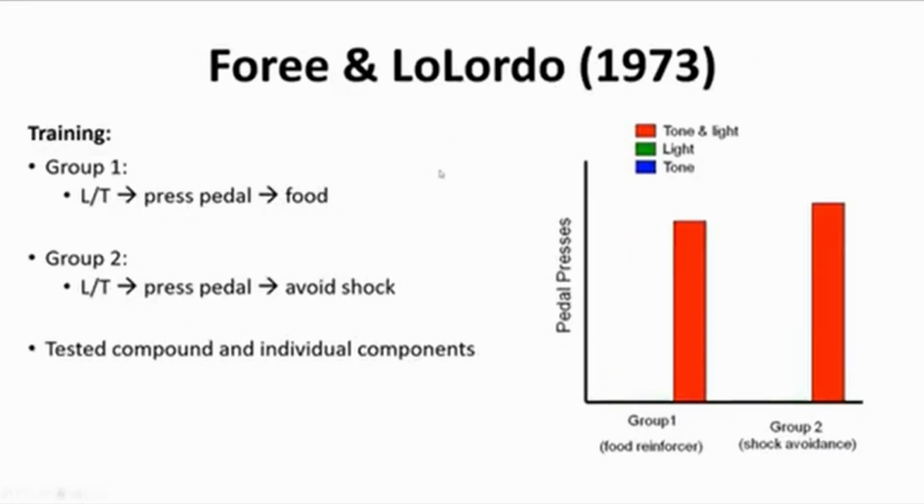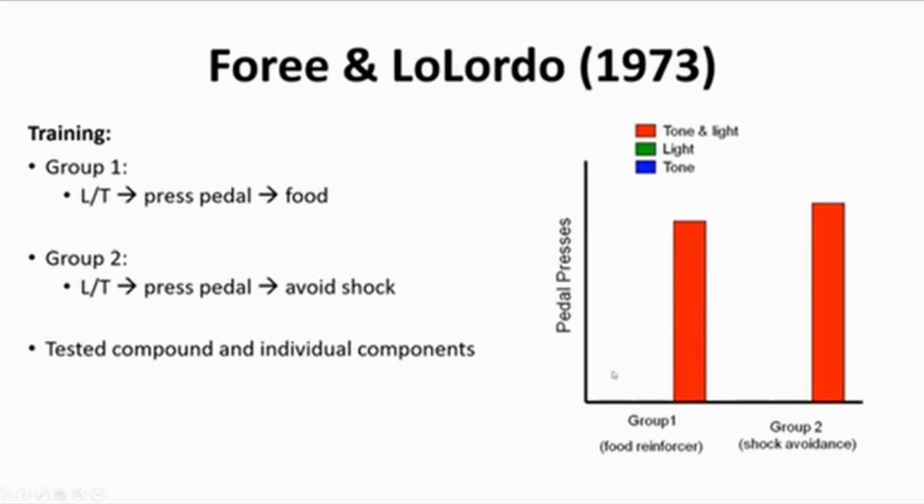But the textbook uses another example, which is looking at positive reinforcement and negative reinforcement. So one group were given a compound stimulus, a light and a tone. They had to make the operant response of pressing a pedal, and if they pressed the pedal when that light and tone compound stimulus was present, they would get food, so positive reinforcement. The second group was trained with the same light and tone compound stimulus. They had to make the same operant response. They had to press the same pedal, but their outcome was to avoid a shock. So this is negative reinforcement.